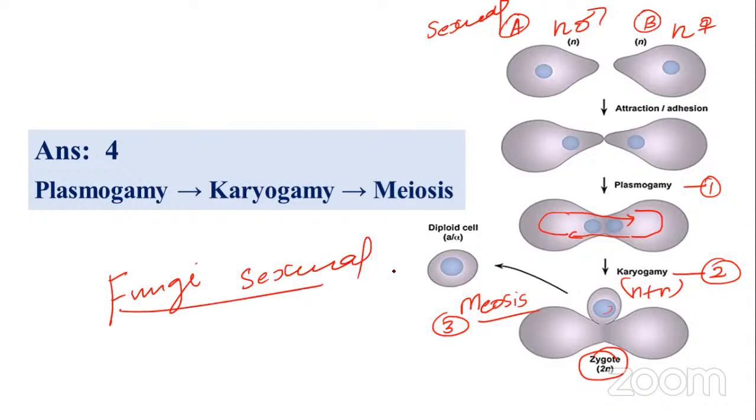At the same time, in animals, how will it happen? Karyogamy takes place first, plasmogamy second, and meiosis third in higher animals. So this is very, very important and also complicated. So many times they have asked this question, my dear, the NEET question. Don't forget, this is very, very important.